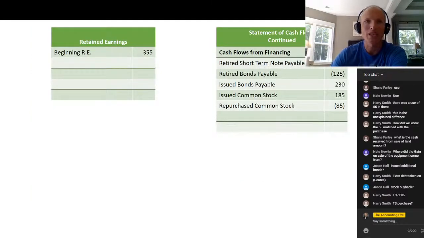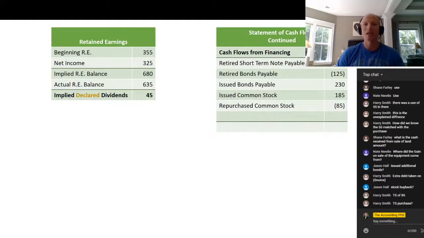Okay, so we have our beginning retained earnings. We know that we had net income of $325, which means if there had been no dividends declared whatsoever, then the retained earnings account balance should be $680. However, the actual retained earnings account balance is $635, which means that there was declared dividends of $45. If there were no dividends payable, then the declared dividends would have all been paid. We get that, that's easy.